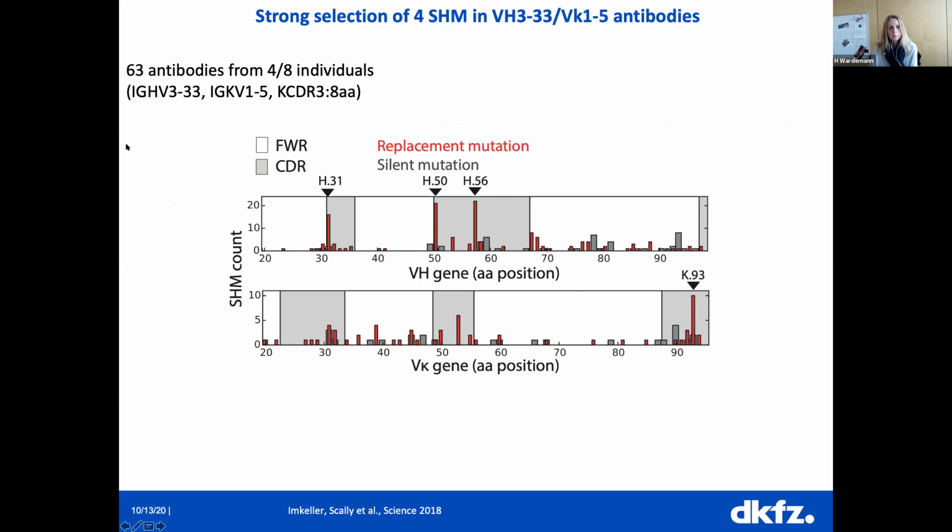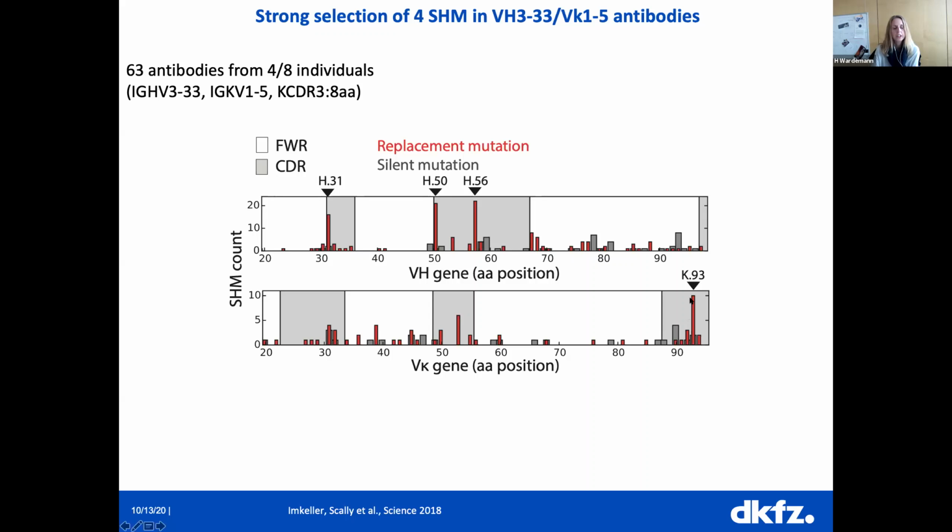So in total, we identified 63 antibodies that we found in 4 out of 8 individuals from which we cloned antibodies. And I mentioned most of these antibodies were unmutated, but some had mutations. When we looked at the mutation profile in the heavy chain and the light chain, we observed hotspots of mutations where we saw this enrichment of mutated residues, 3 in the heavy chain, in the CDR1 and CDR2, and 1 in the kappa CDR3 region.